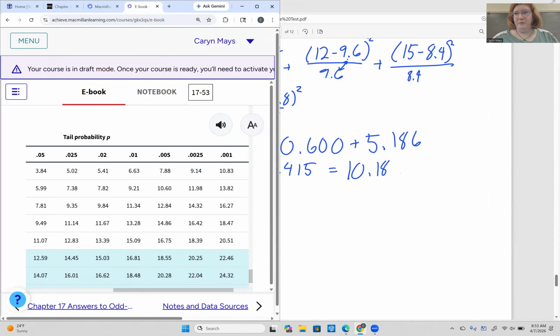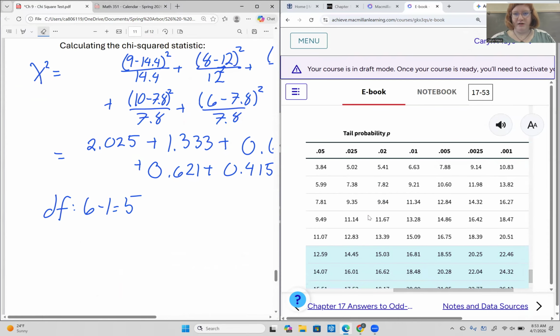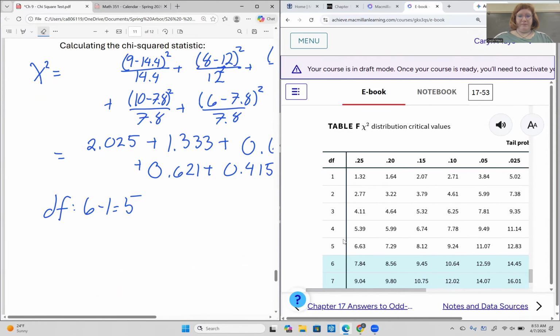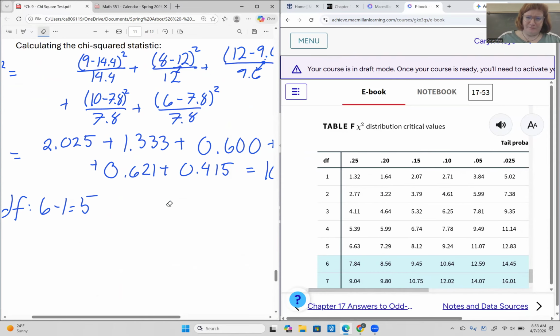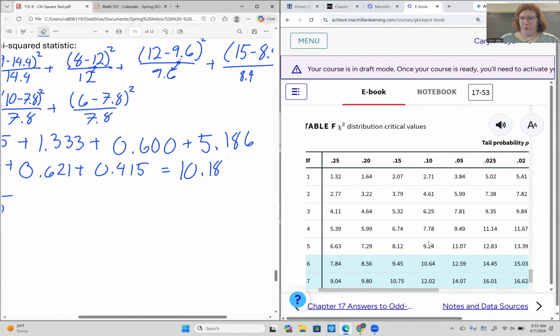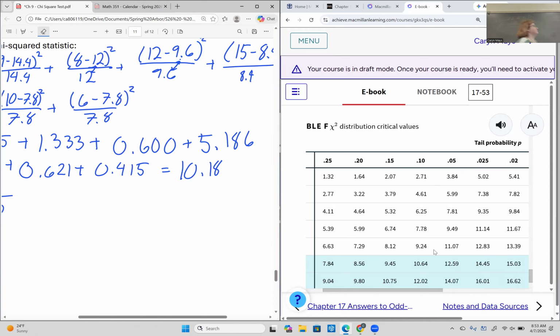Using our table version, they've switched sides. Degrees of freedom, 5. So we're looking at that white column right above the blue, white row right above the blue. And I'm looking for 10.18. As I go across, 10.18 falls between 9.24 and 11.07.